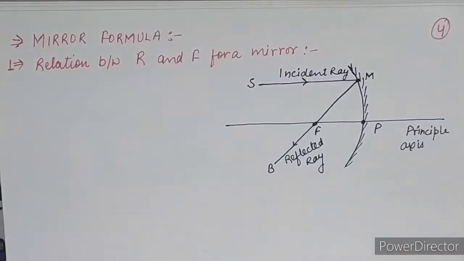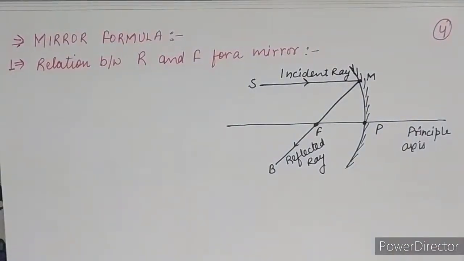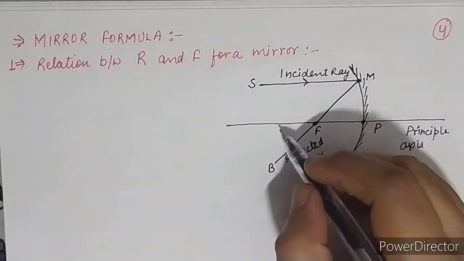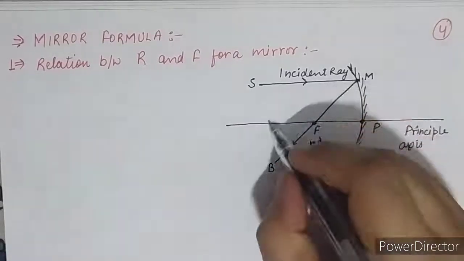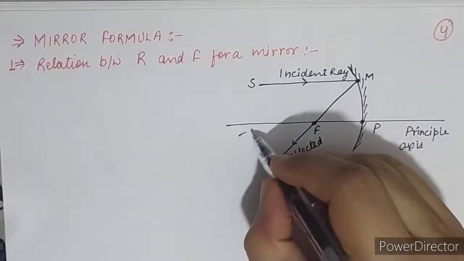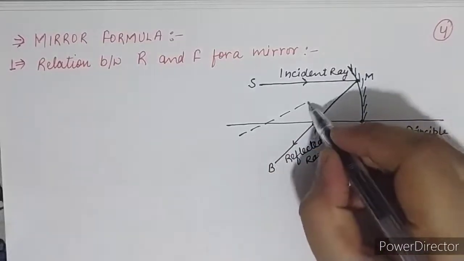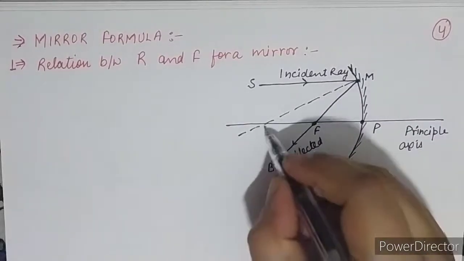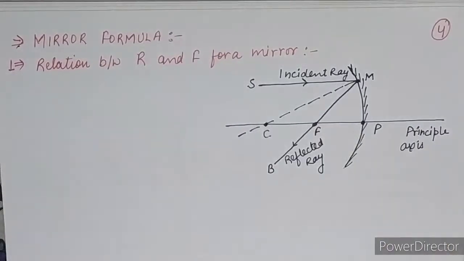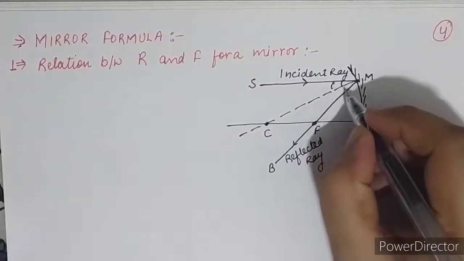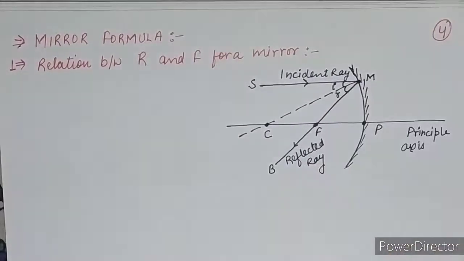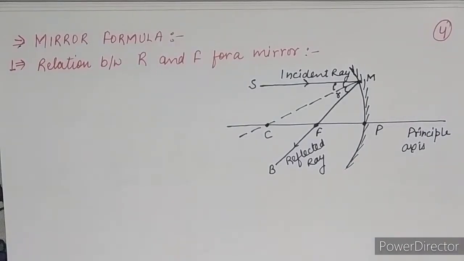This line is your principal axis, as you all know. Now when the light ray is going through the center of curvature, it will be returned back, or we can say there is a normal. The normal line passes through the center of curvature. So this is your center of curvature C. The incident angle I and the reflected angle R are equal, because here the line through the center of curvature behaves as the normal. Clear? Get my point?